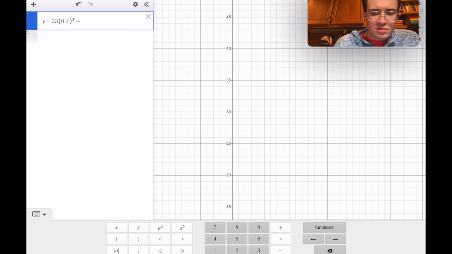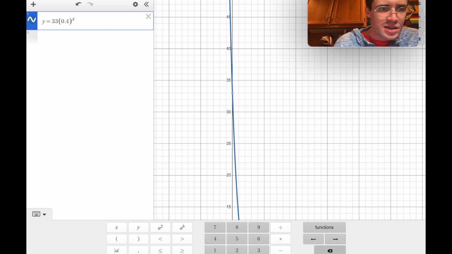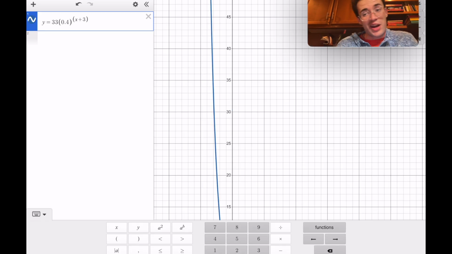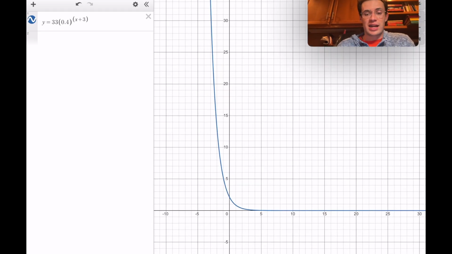X plus, what? Why is it doing this? All right, I'm going to put the exponent in parentheses. To the x plus 3 power. All right, just be really careful of that. I guess that's one downside of doing it with Desmos, is you might not realize that it had that error. I might not have realized that if I hadn't done the problem already.